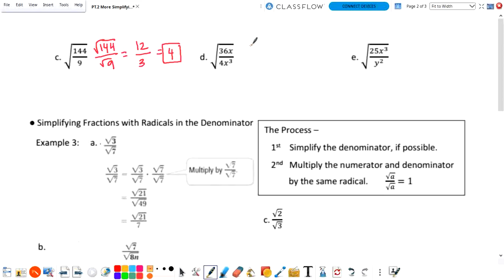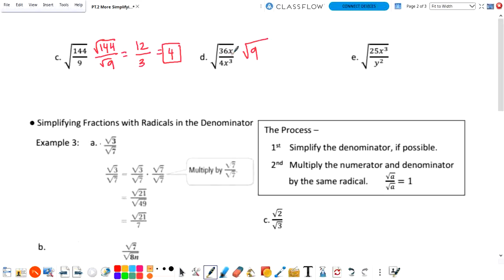All right, same thing for D. We have the square root of 36x over 4x cubed. We can simplify this actual fraction, right? 36 is divisible by 4. If you're not sure what to do, you can always start by seeing if your fractions will be divisible. So that gives us the square root of 9.